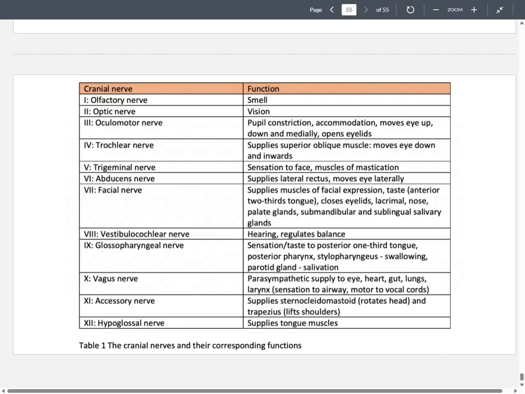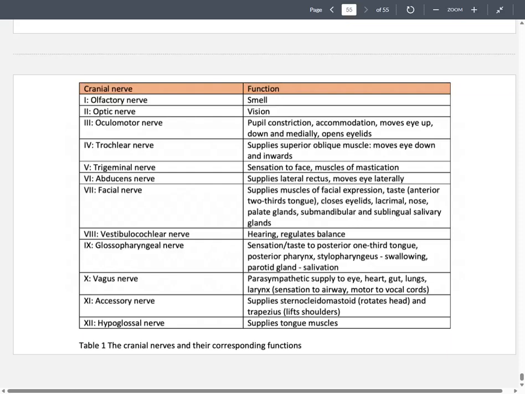Cranial nerve number 11 is known as the accessory nerve, and it's a motor nerve, so it is going to enable your sternocleidomastoid or SCM muscle to contract as well as your traps to contract. So this nerve is going to be responsible for your ability to turn your head and to lift your shoulders.